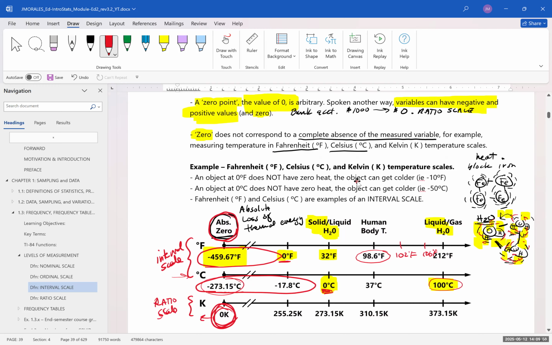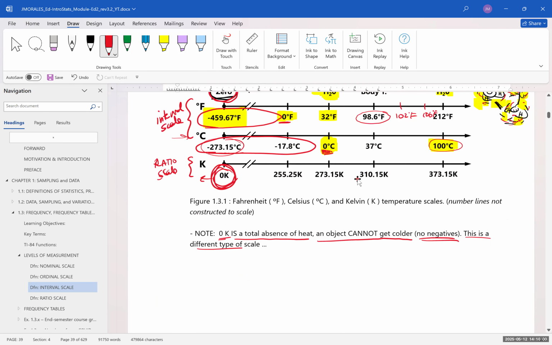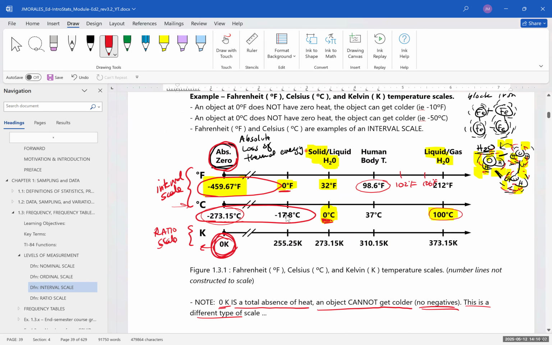All right, let's go ahead and end this video here. We'll talk about ratio scale next, but I've just given you a heads up of what a ratio scale is relative to an interval scale. Let me know if you have any questions.